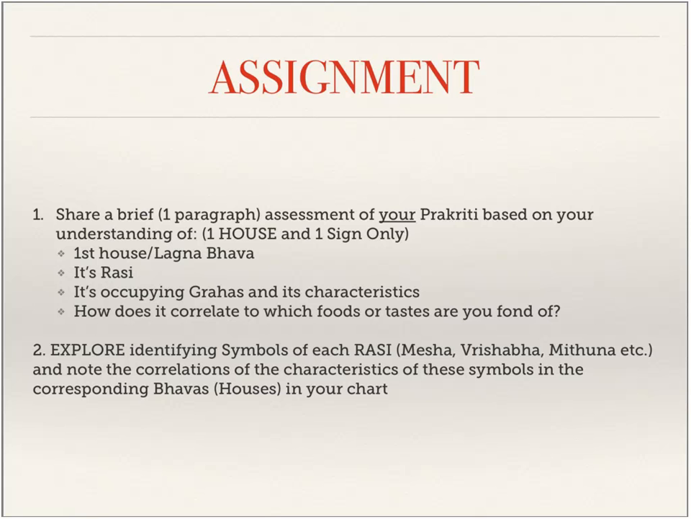Same thing applies here. Also, if you can, as I asked you earlier, when you study the Rashi, the Sanskrit words for the Rashi, instead of just saying Aries, Taurus, Gemini, which means nothing really, or maybe for some of you it might mean something, look at the symbols associated with that Rashi and begin to note the correlations and the characteristics of those symbols in your corresponding houses. Again, expand your perspective. So those are the two things I'd like for you to share.